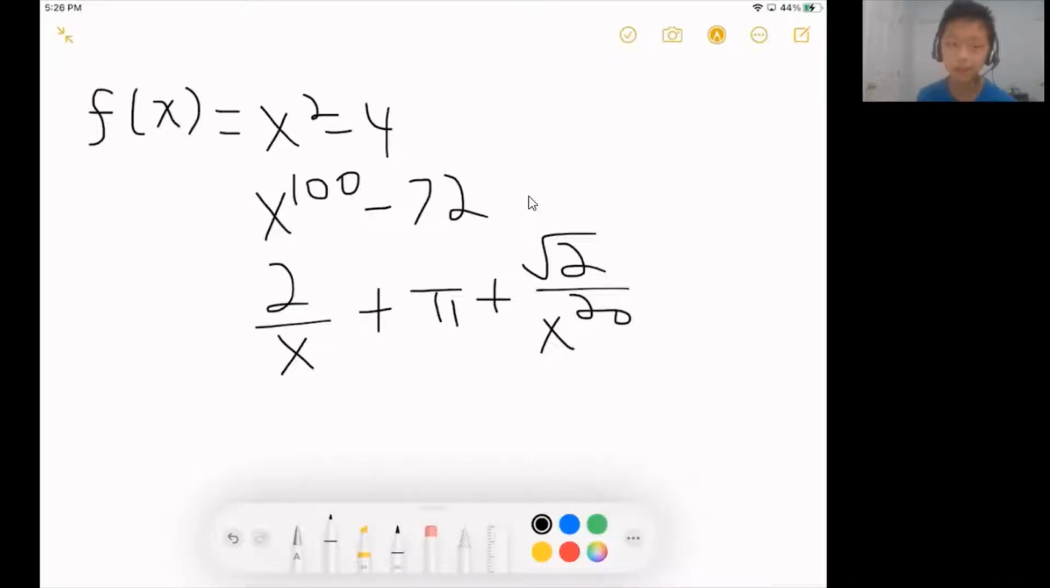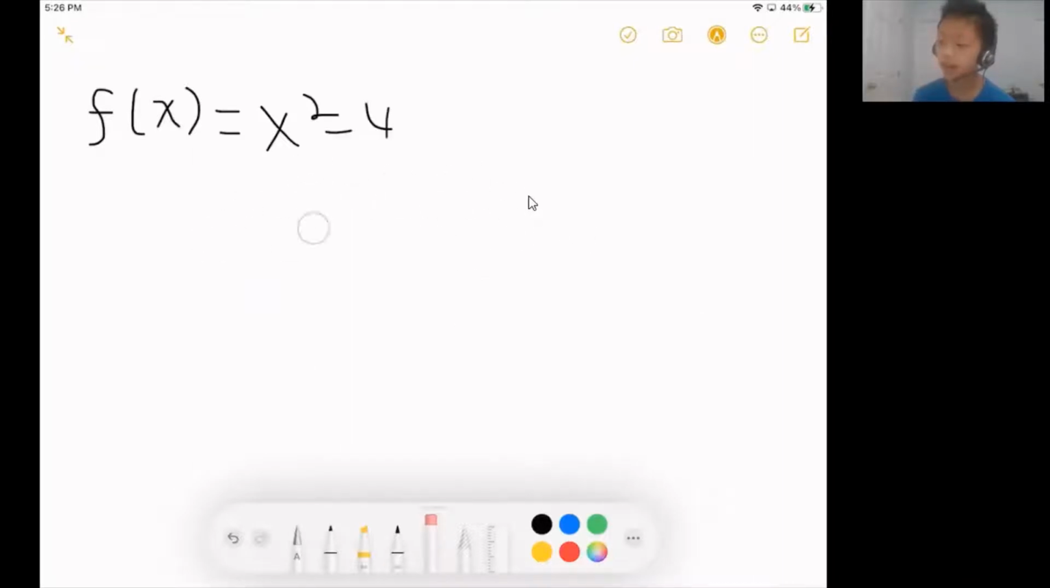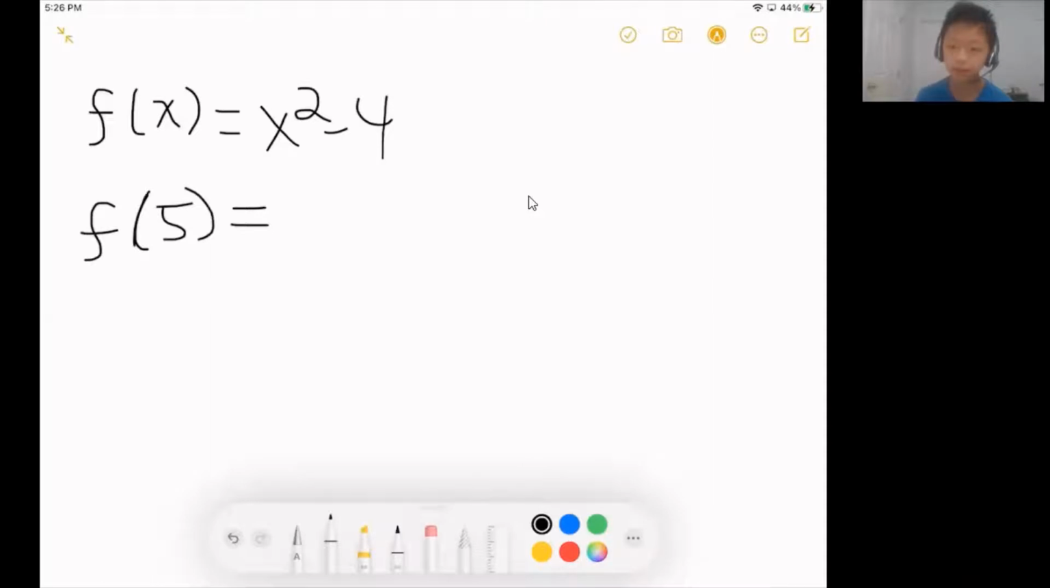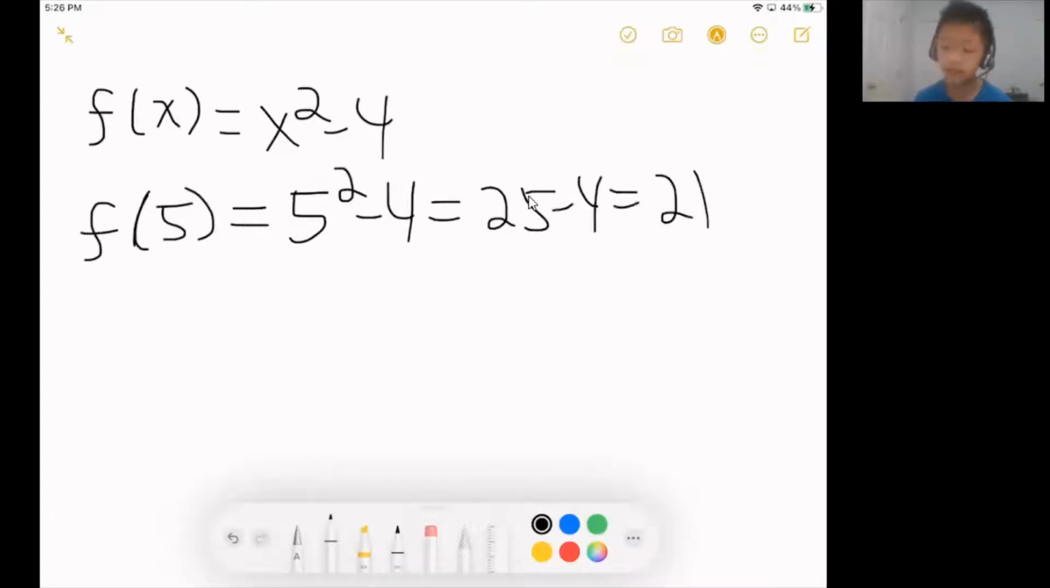So functions can almost be anything. Of course, not all expressions are functions, but a lot of expressions are. If you have one input and you get exactly one output, then it's considered a function. And functions are nice because we can represent expressions more compactly and more easily. If I were to say f of 5, what this means is I'm replacing the variable x with the value 5. So you would do 5 squared minus 4, and you would say f of 5 is 21. You can plug in any numbers you like.